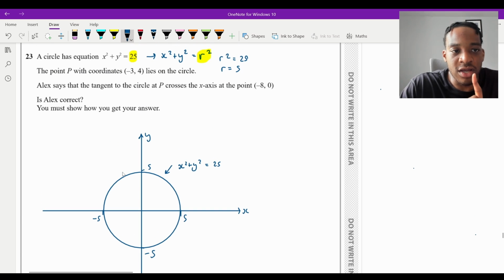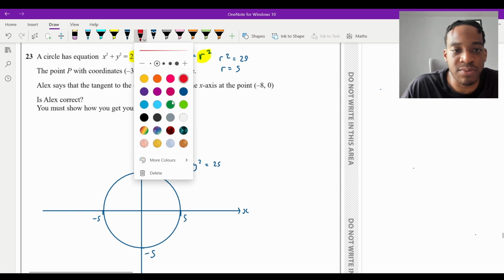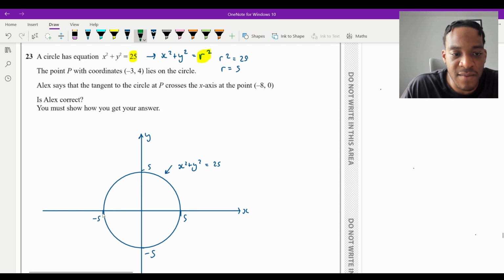Now, it says that the point P with coordinate minus 3, 4 lies on this circle, right? And Alex says that the tangent to the circle at P crosses the x-axis at the point minus 8, 0. So firstly, let's plot that point. If minus 5 is here, let's just say minus 3 is maybe here, for example, and then let's say 5 is there. Let's just say 4 is about here. So the point P is there, and this point P is minus 3, 4, like this.